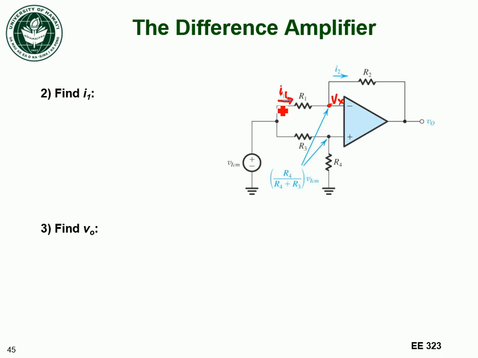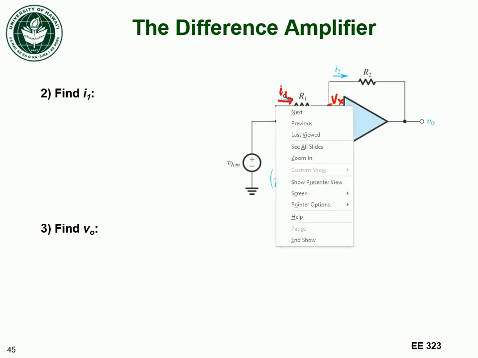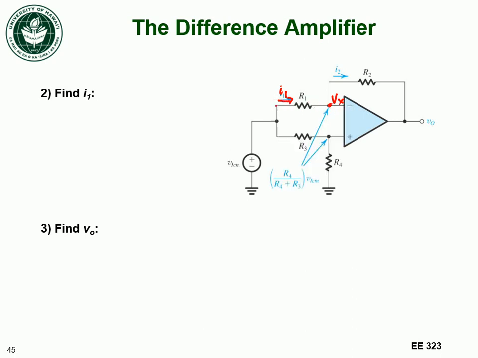Voltage at this side of the resistor, minus the voltage at the other side of the resistor, divided by the resistance. So what is I1? What's my first voltage? VICM minus Vx over R1, and that will tell me what I1 is.